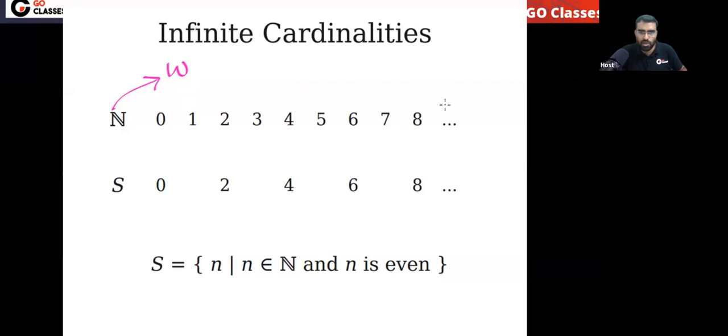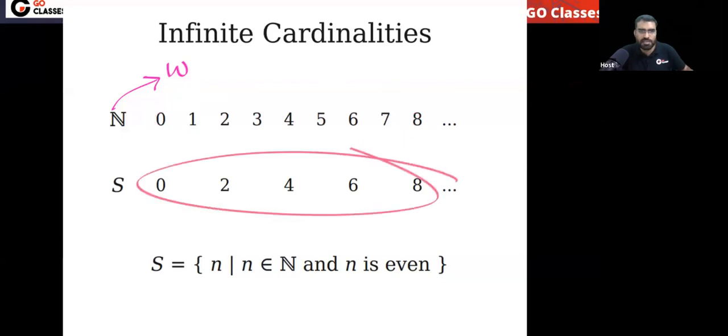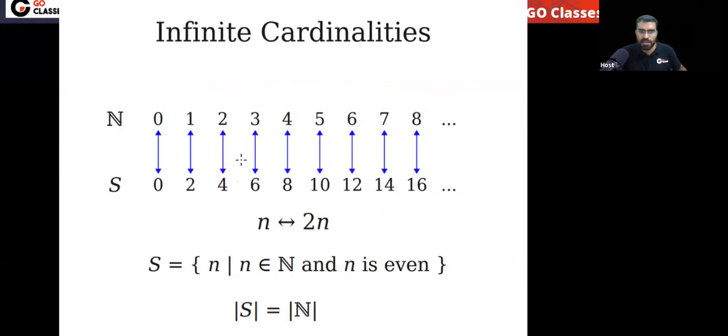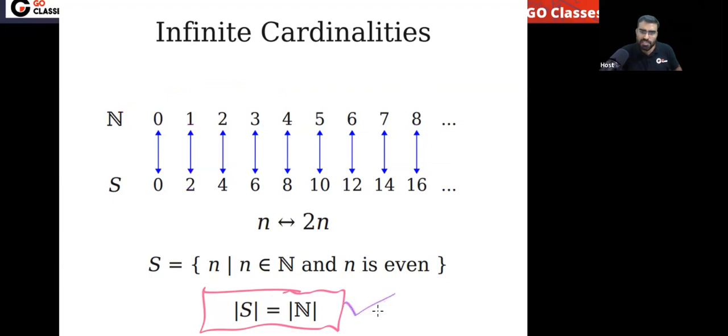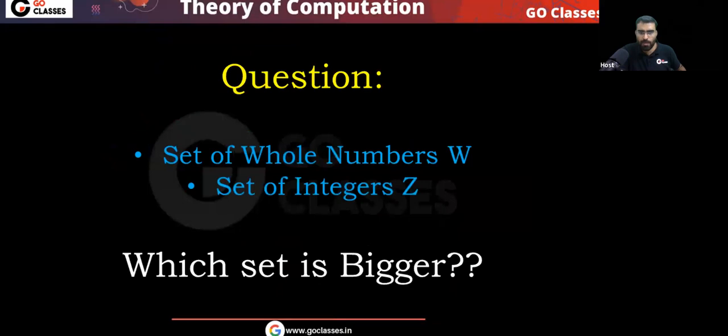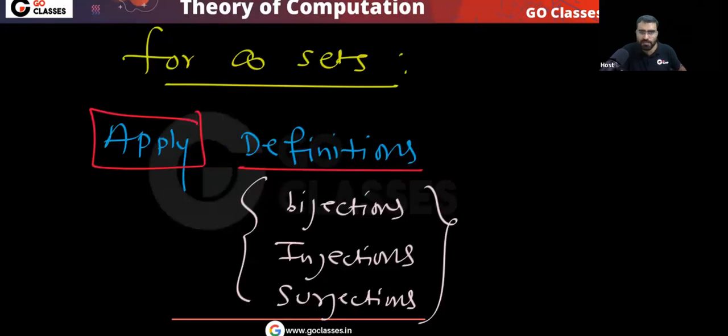So you can see the set of whole numbers and the set of even whole numbers have the same size. Did you notice they have the same size? Because you can put them in one-to-one correspondence. Let's move on now. Apply the definitions for infinite sets: bijection, injection, surjection.